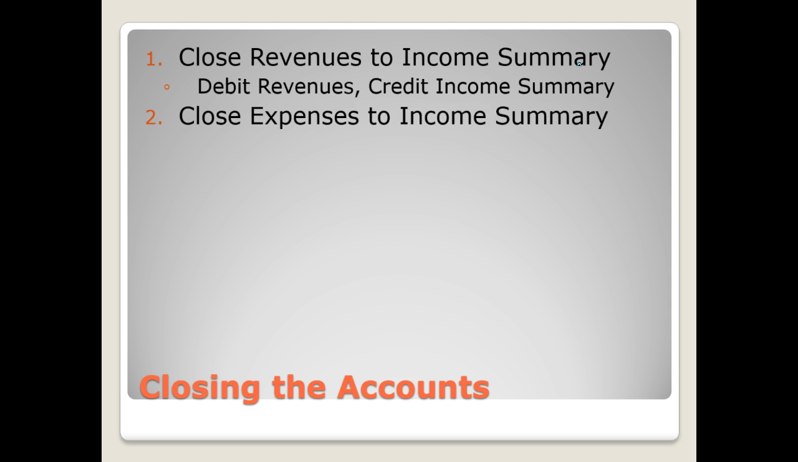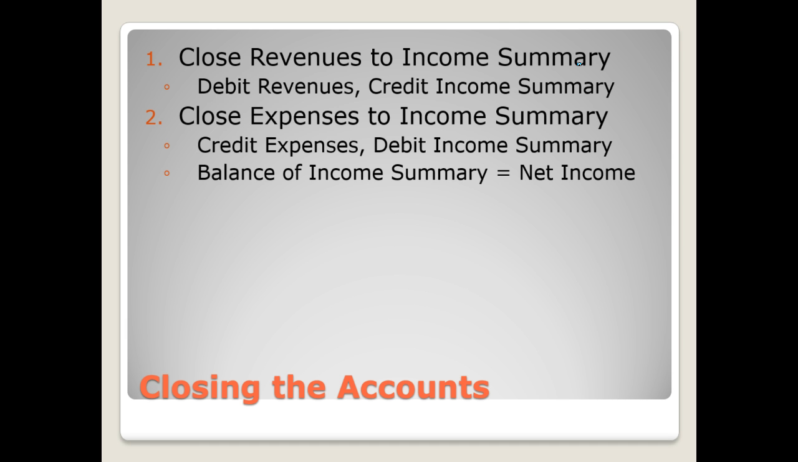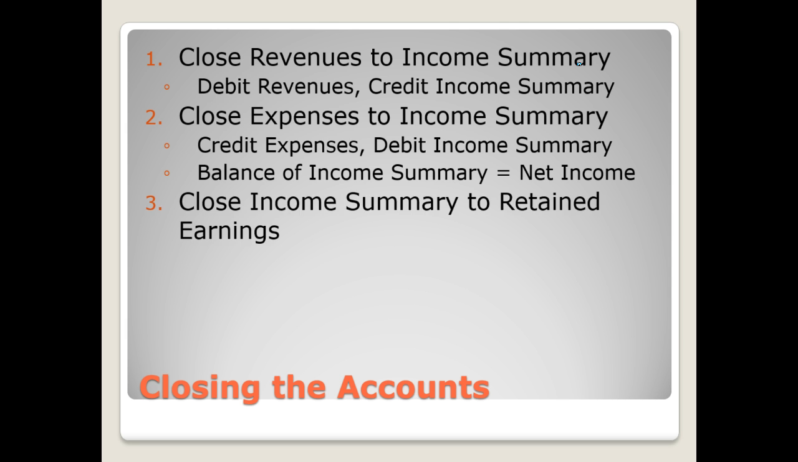In order to close expenses, remember expenses are always recorded as debit entries. So to clear a debit balance, we would have to enter a credit to expenses, and then we would debit the income summary account. Then we take the balance in that income summary account. That is our net income. The total debits and credits would give us the net income.